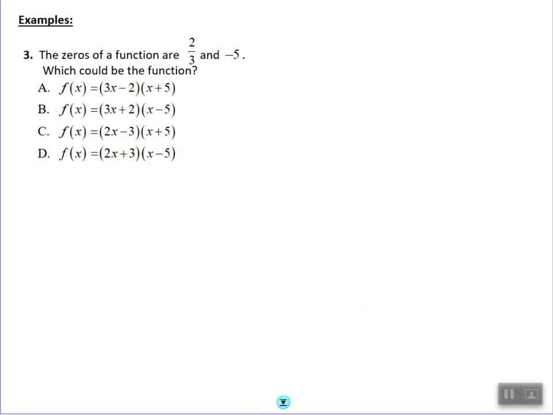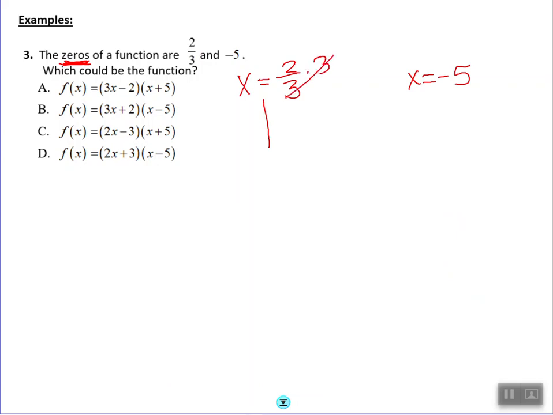For problem number 3, we have the zeros of a function are 2/3 and negative 5. Which could be the function? Now, there are two ways you could do this. We know that zeros are the same thing as x-intercepts. So we could either start with x equals 2/3 and x equals negative 5, and then create the factors.